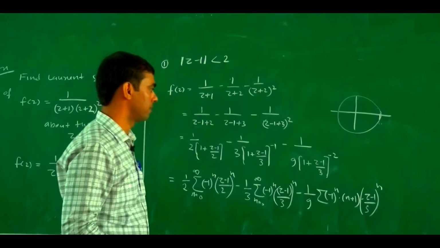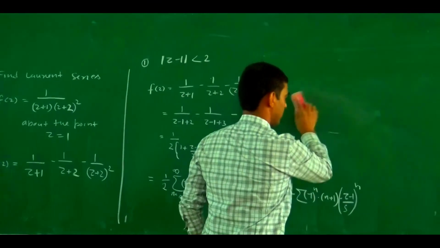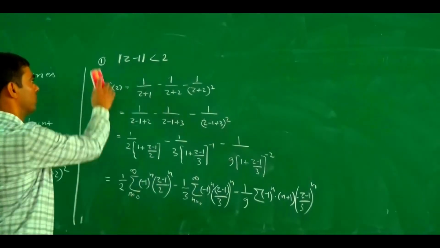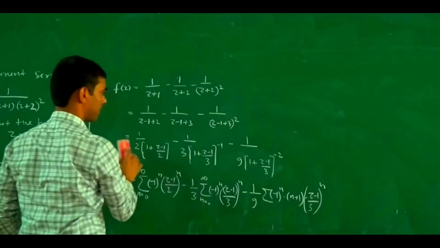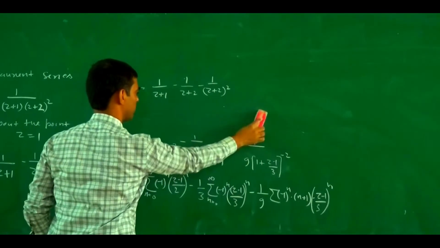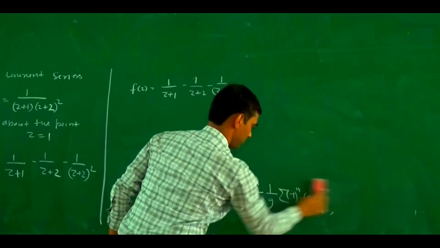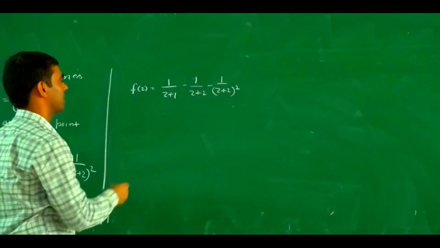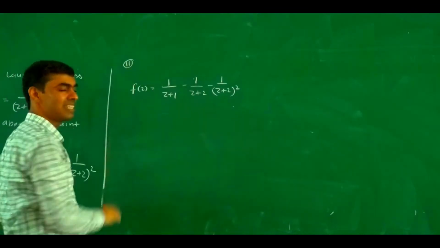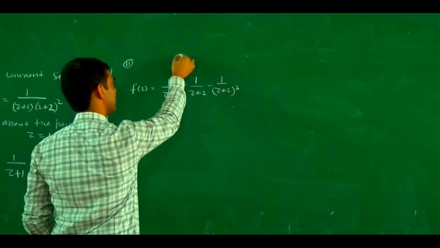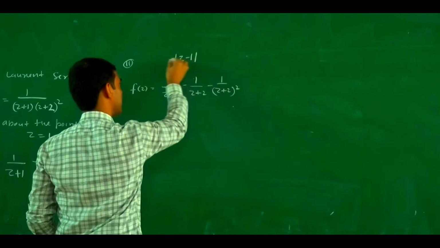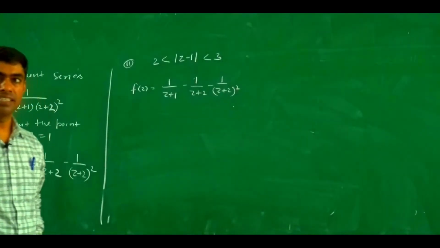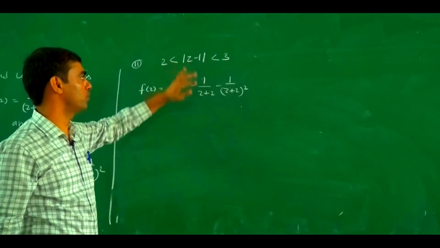Now we find it for the second one; this one was about the first region, mod z minus 1 less than 2. Now about the second one, how do we find it? What is the second region? Second region, as already defined, is z minus 1 greater than 2 and less than 3. Less than 3 means that the value for z minus 1 lies between 2 and 3.